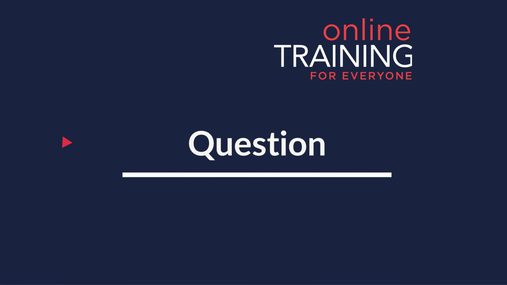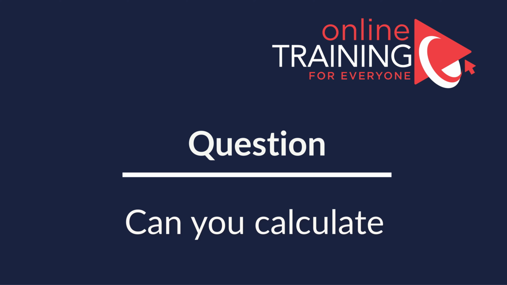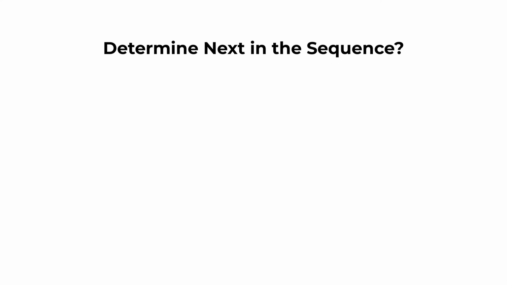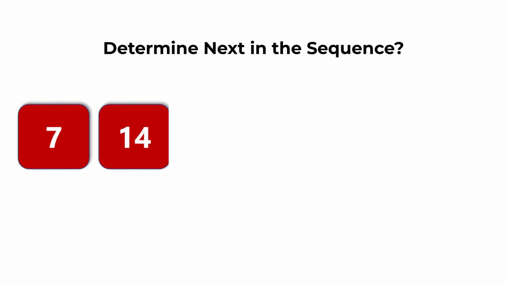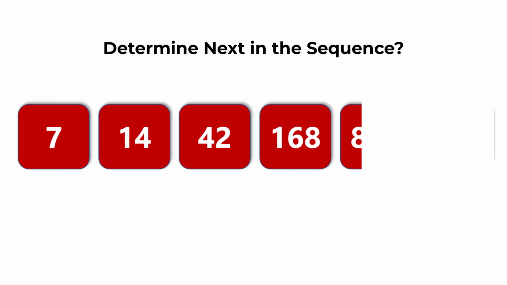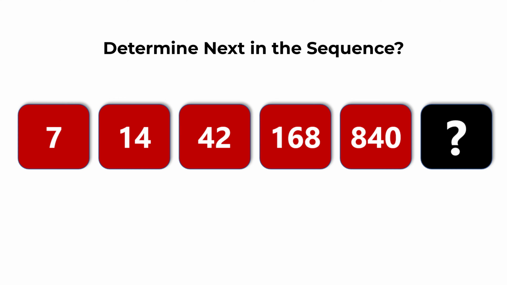Here's a sample of a sequence question you might frequently get on the test. You need to determine what comes next in the sequence, and you're presented with a series of numbers. The numbers are 7, 14, 42, 168, 840, and then comes the missing number. You need to select the missing number from 4 different choices.